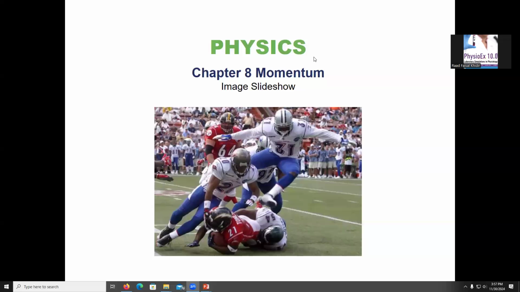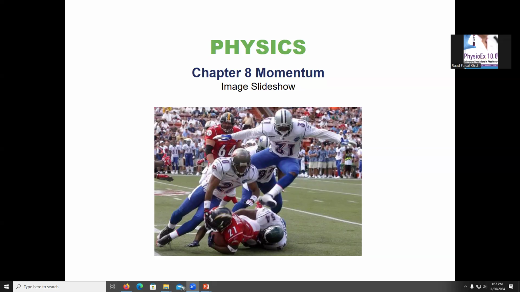Hello and welcome to our discussion on momentum. Momentum is the motion, the force that comes with motion. It's calculated by multiplying the mass of the object that is moving times the velocity, not the acceleration.